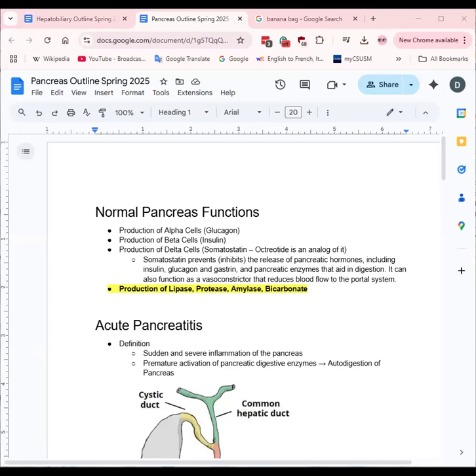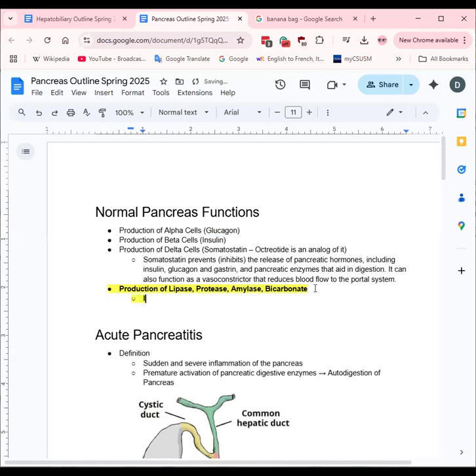So right here, this is just an overview of your pancreas. The main thing you have to really know is that it is involved with insulin and glucagon. Glucagon and insulin. We know that some of the things we're looking at are your lipase, your protease, your amylase, and bicarbonate, which are some of the things the pancreas also makes.